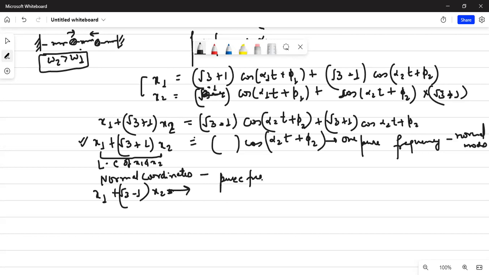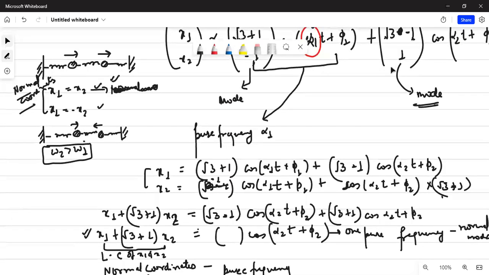So these two terms one needs to remember: these individual oscillations are called your normal modes of oscillation, and correspondingly these two terms are called your normal coordinates. So these are the normal coordinates corresponding to two different normal modes of possible oscillations. Is that clear or not?